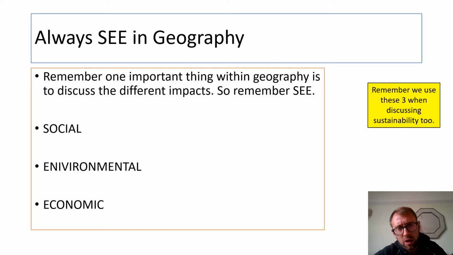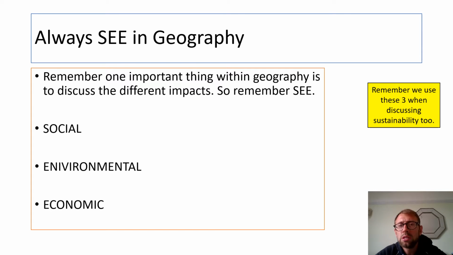As we go through these, we also want to make sure we're picking out these 3 key things. Remember, we always see in geography: social, environmental and economic. Every time we talk about these different impacts, we want to see what the social impacts are, what the environmental impacts are, what the economic impacts are. Remember, we do this when we look at sustainability too, especially in sustaining ecosystems, also on paper 1. We want to break it down to these 3 things. The more explicit we are in talking about them, the better it shows our geography understanding.